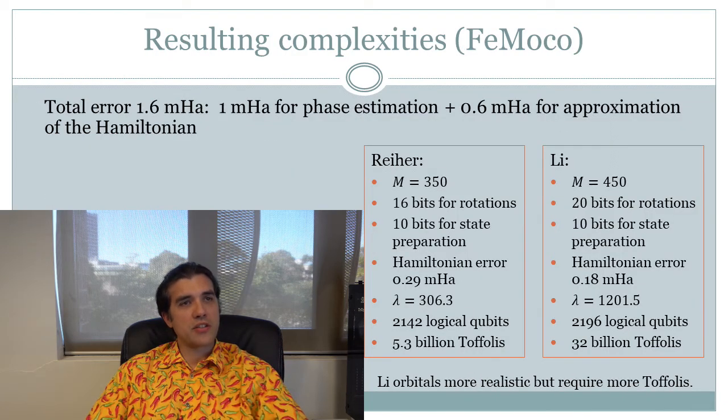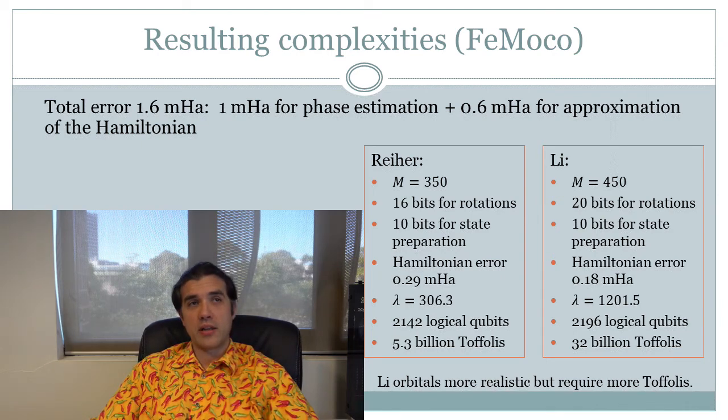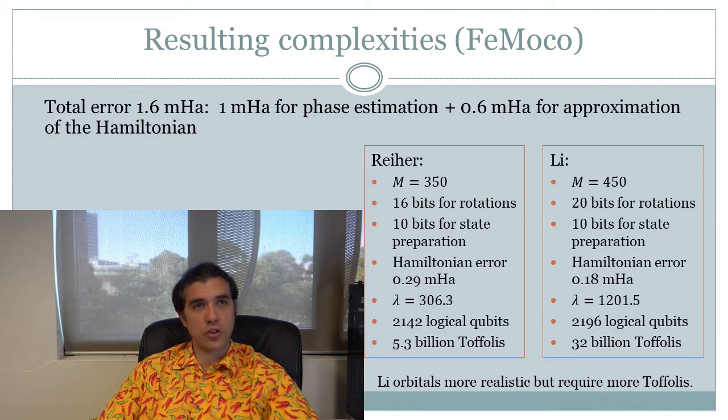Here are the resulting complexities we found for the two types of orbitals for FeMoco. We allowed 1 millihartree for the allowable error in the phase estimation and 0.6 millihartree for the estimated error in the Hamiltonian, for a total of 1.6, which is chemical accuracy. This shows the parameters we found to give that precision within 0.6, and we found that the complexity of the Reiher orbitals was reduced to about 5 billion Toffolis.